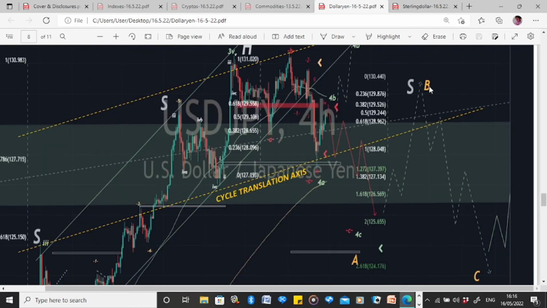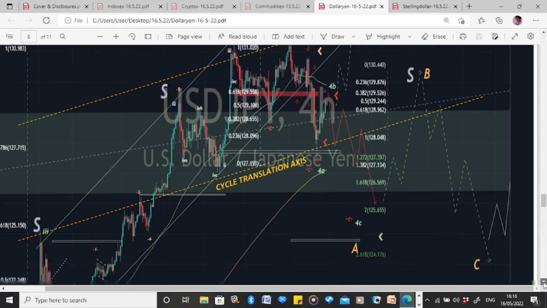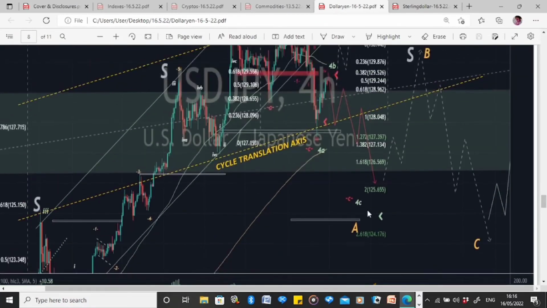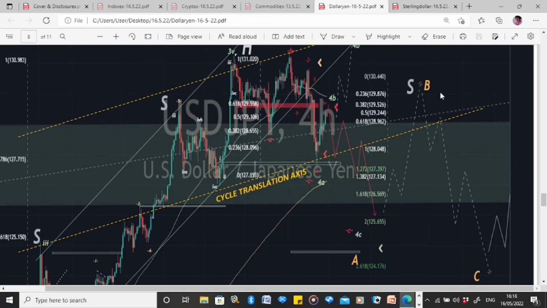Now, then we still have another high degree C. We must have the whole structure because this was a very, very strong move higher. You can see this on that current momentum plot. Therefore, we cannot consider that the correction will just finish in only a leg A. You have a lot of uptrend to not correct but consolidate.